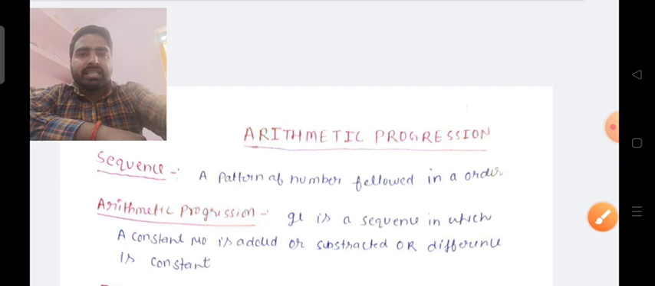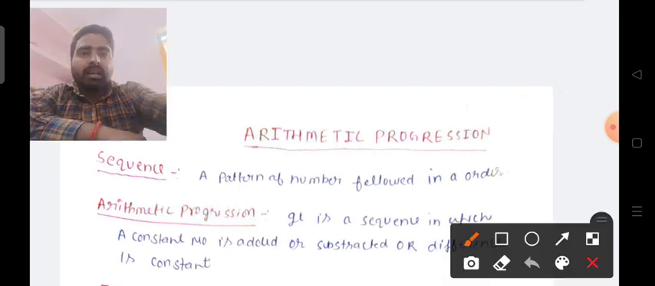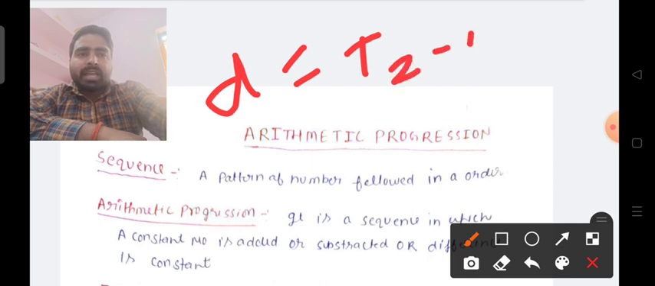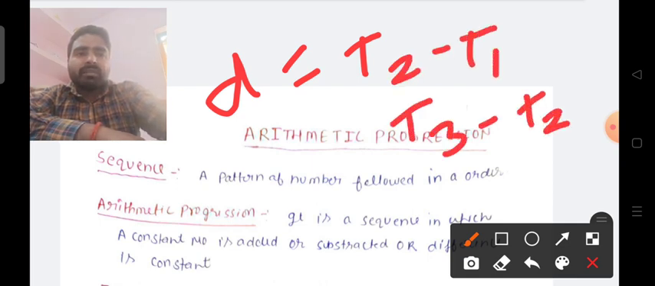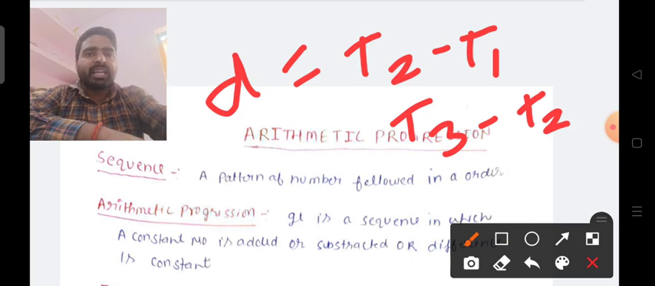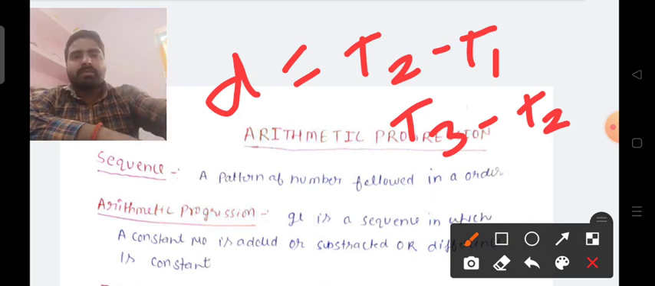Common difference means we show the common difference by D. D is equal to T2 minus T1, and T3 minus T2. It means we are subtracting the terms: T2 minus T1, T3 minus T2. We are getting the common difference, and if the common difference is the same, then we can say this is in AP.